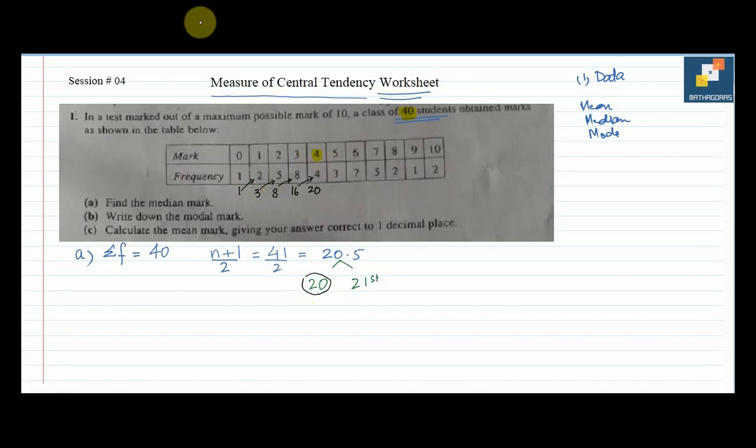So when I add the next term, 20 plus 3, it is 23. That means the 21st term lies in the group 5. Alright, so the median for this question is 4 plus 5 divided by 2. That is the middle value, and it is 4.5. That is your first part answer. Alright, I hope that it is clear to you. And for the first part, you have a time of 1 minute to note down in your lecture copy, and then I will start with the second one.